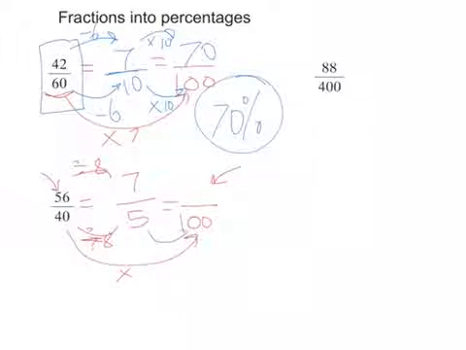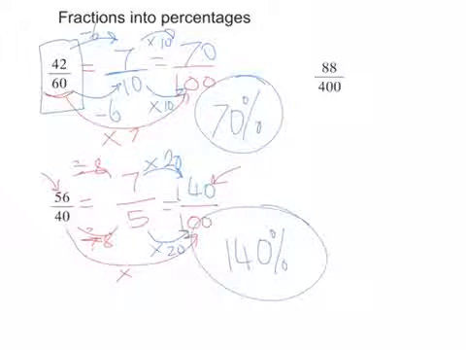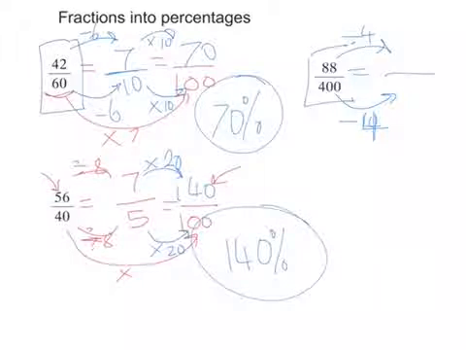Now here, to get from 5 to 100, I multiply by 20, so I'm going to multiply the numerator by 20, and I'm going to get 140, which is 140%. Now with this last one here, the denominator is bigger than 100, but fortunately I can make it into 100 quite quickly by just multiplying by 4. If I multiply the numerator by 4, I'm going to get 22, which is 22%.